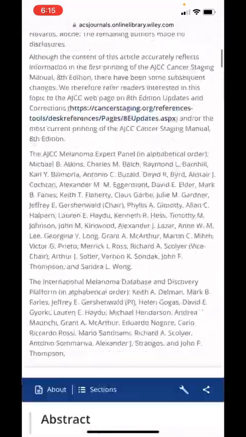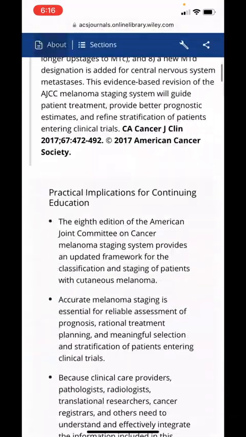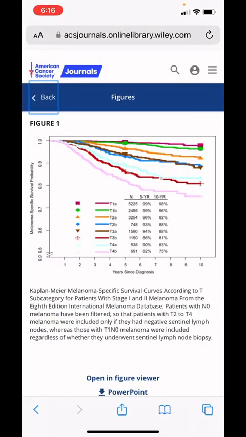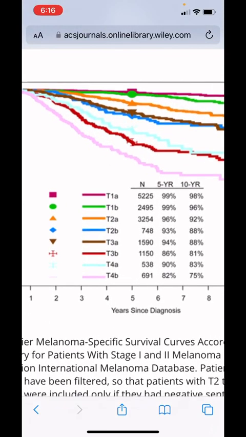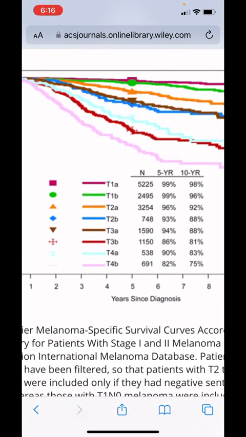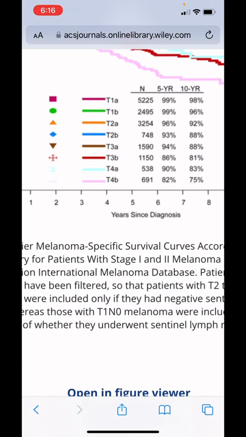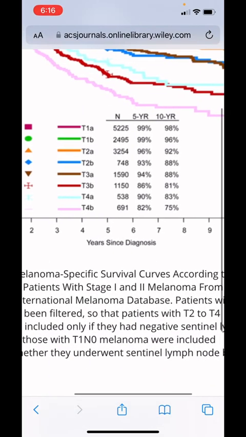So let's go to some of the figures in this article. Here we go, the figures. Okay, let's take figure 1. Well, we talked about that example in the pathology report. It's a T4B. This is T4B, okay? Right there, down. Then here they're showing the number of people enrolled in the study, 5-year and 10-year. So when they followed people with T4B melanoma, and that's melanoma only in the skin, they're talking about more than 4 millimeters in depth with ulceration present.